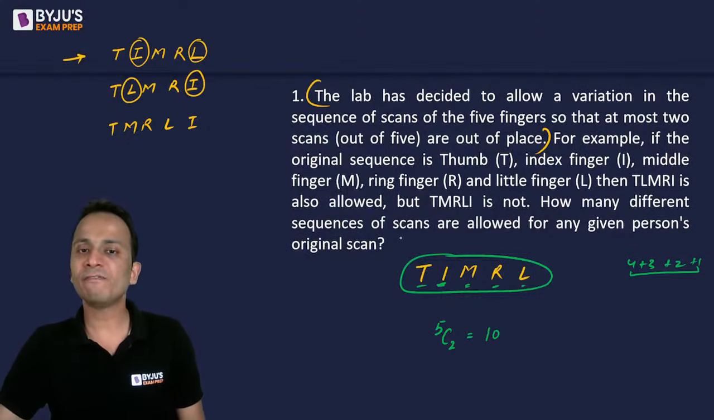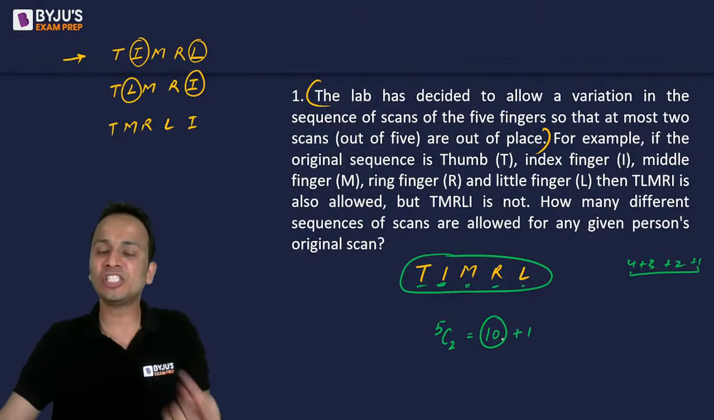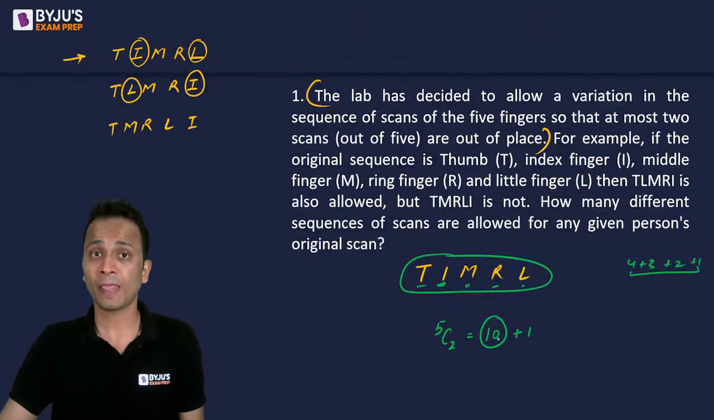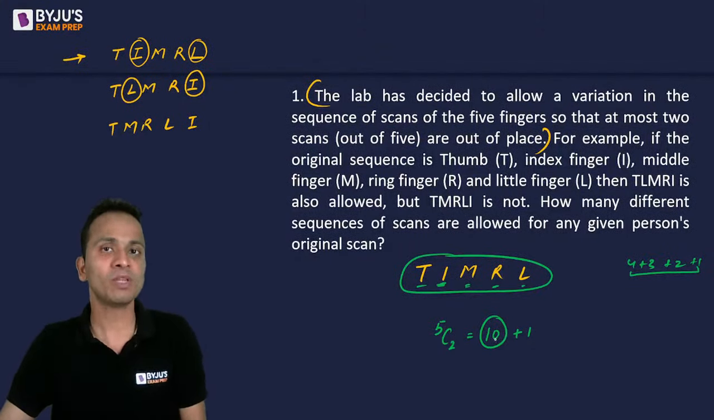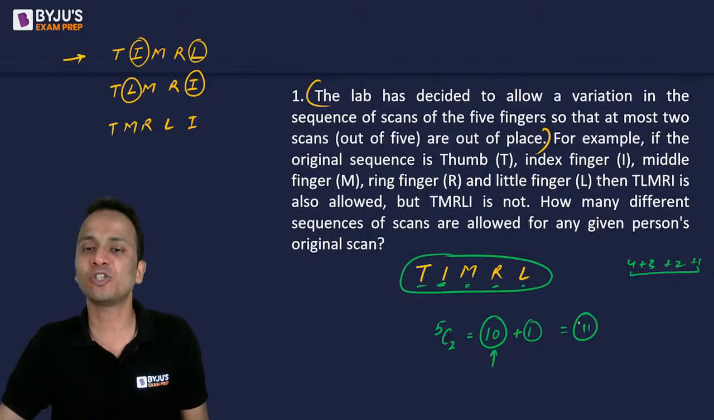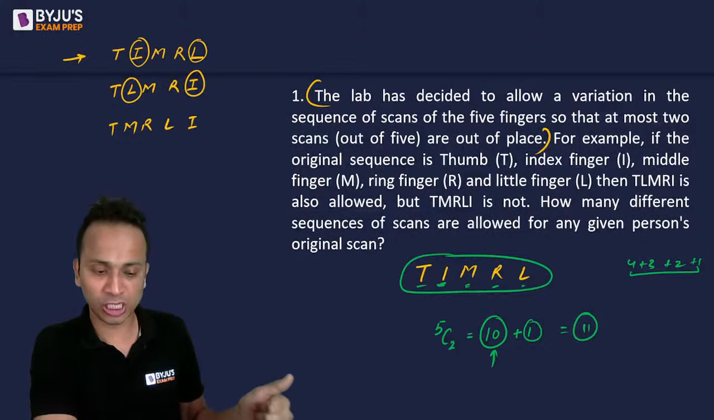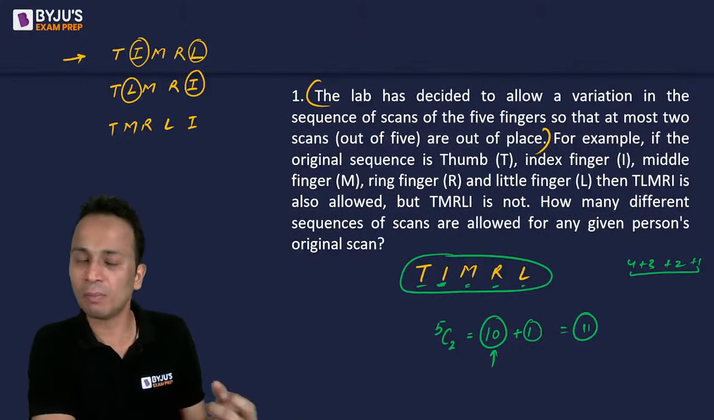So how many different sequences of scans are allowed for any person's original scan? So original scan to allowed hoga, and these 10 additional scans which are incorrect hai but wo allowed honge. These are the relaxations. So original plus these 10 relaxed sequences. So that means the correct answer should be 11. So Angela, your answer is perfect. But Kushagra, Jwala and Sonali, commendable efforts.